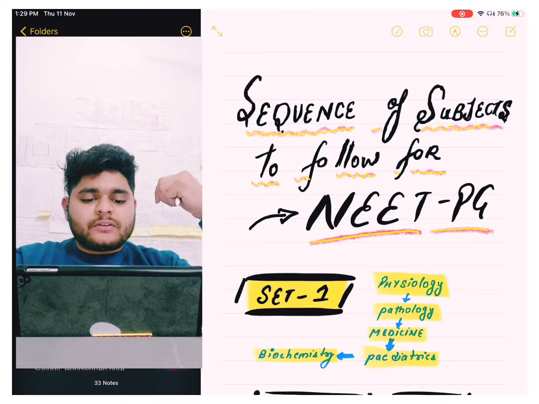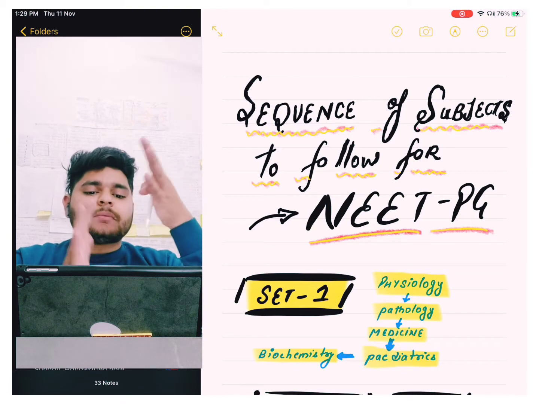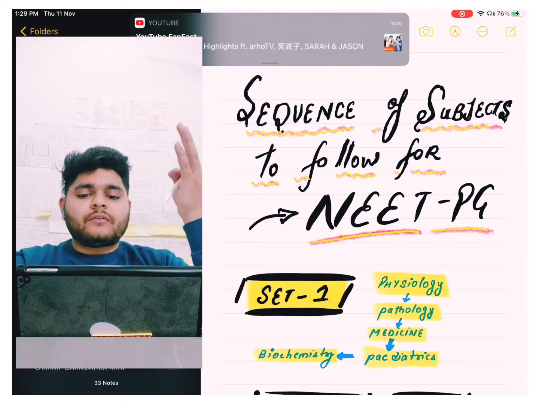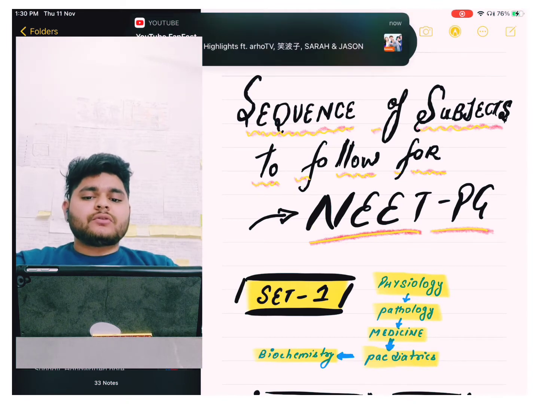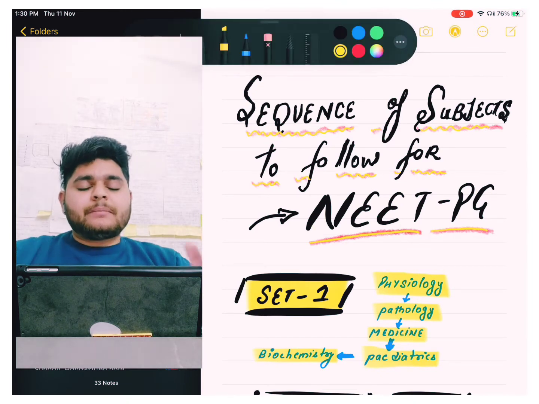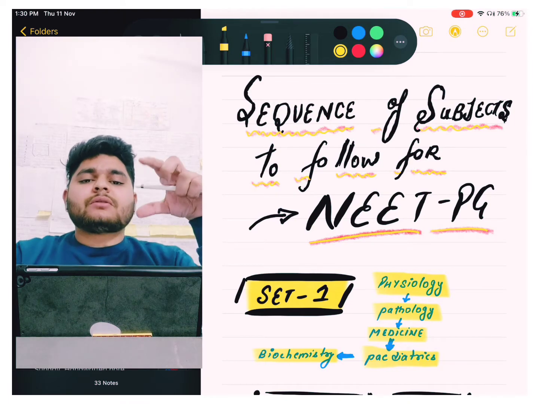Hi guys, so today's topic of discussion is what should be the sequence that you should follow for preparing for the NEET PG exam. Now this is a sequence of sets.